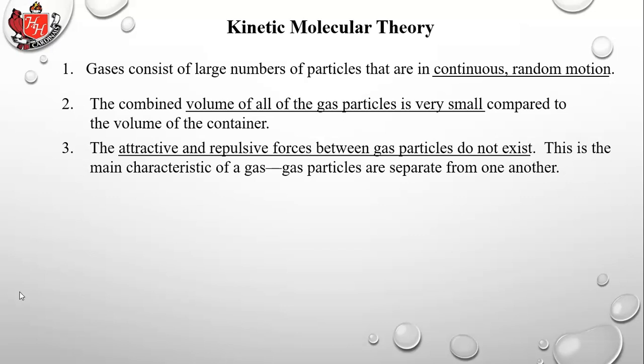But in gas laws, we assume that they don't want to stick together. Remember what I said at the beginning of this unit? They're like little balls. They just kind of bounce around, bounce off of each other. When they do hit, they bounce off the sides of the walls. But they don't stick together. They don't want to be attracted to each other. So this is the main characteristic of a gas. Gas particles are separate from one another.